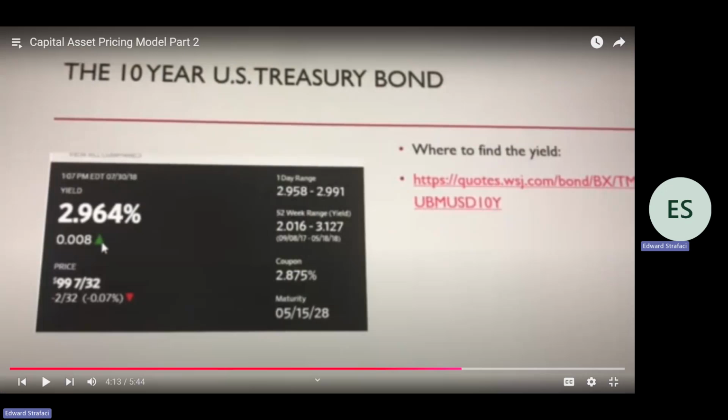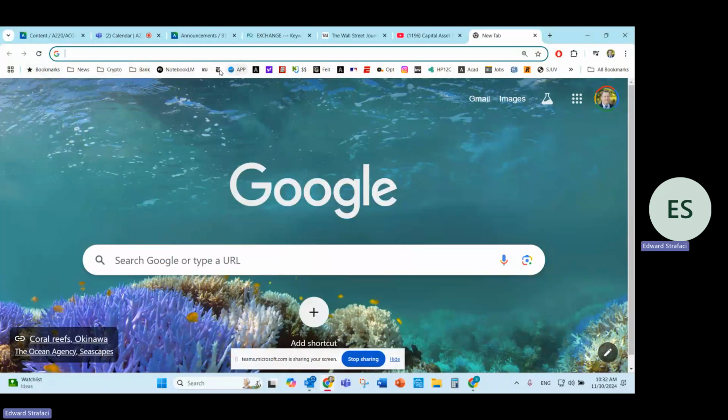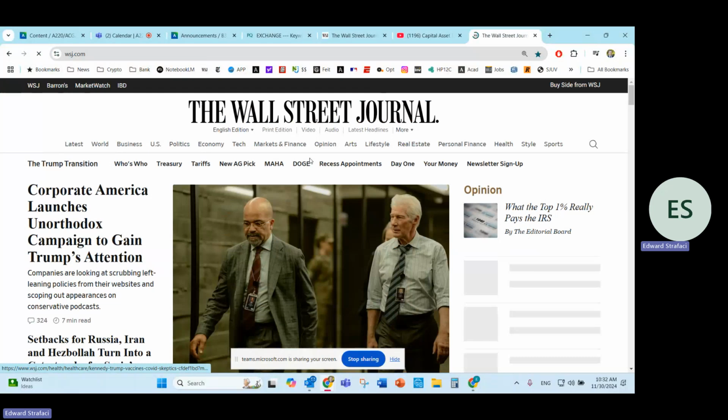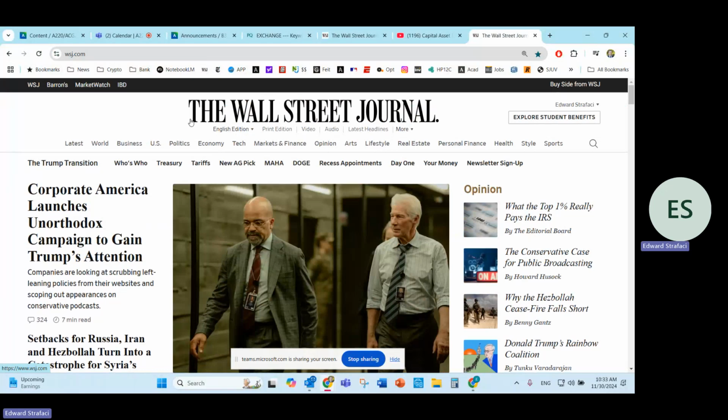Maybe I could just stop sharing for a minute. Give me 1 second. See if I could show you this. Okay, I'm going to share my entire screen. And the Wall Street Journal is here. You can call up that, and it's going to always be right on this ribbon up here. Bear with me. I don't know why it's not coming up.